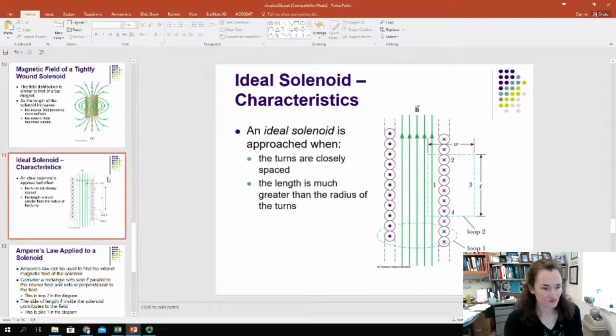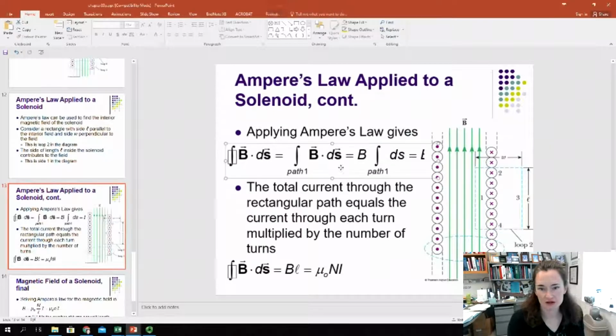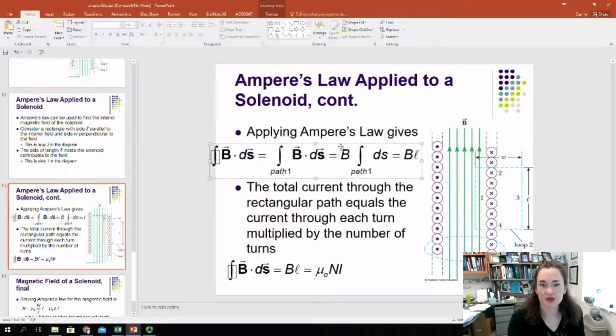All right, applying Ampere's law, we end up with the integral of B dot ds. Let's look at path 1. If we do our Amperian loop in a piecewise fashion, then B and ds are pointing in the same direction here. So as we walk along path 1, our cosine theta term goes to 1. The magnitude of our magnetic field is B, and the integral of ds gives us L.